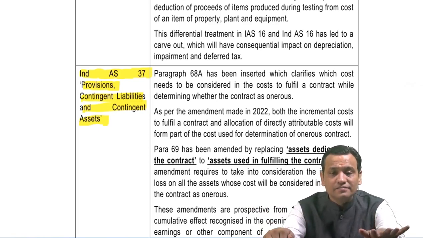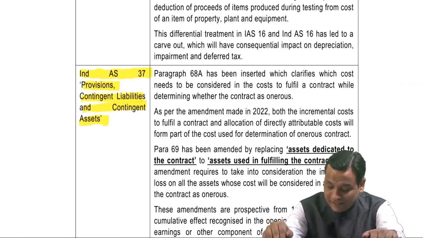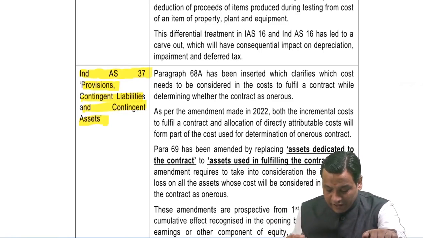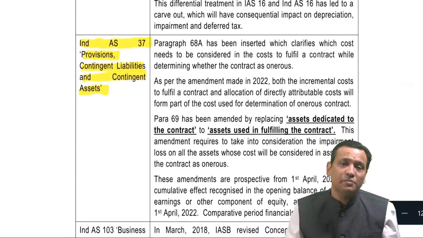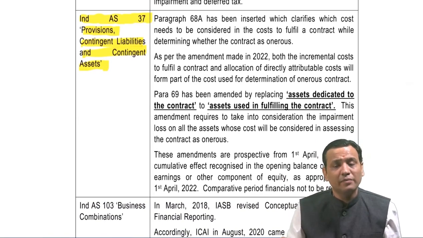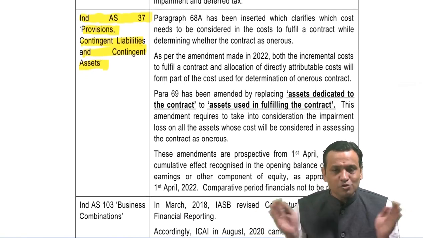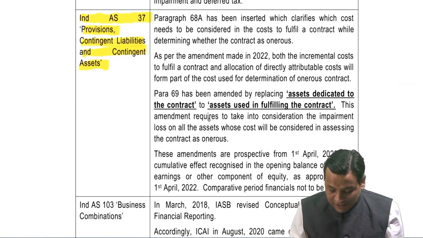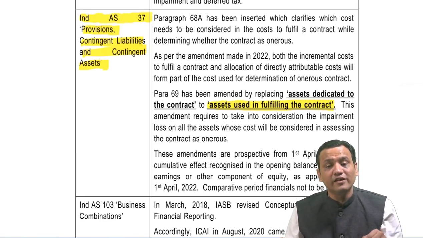Now, the standard uses the words assets used in fulfilling the contract instead of assets dedicated to the contract. Because it says assets used in fulfilling the contract, my dear friends, the impact is that I am going to take all the expenses which are directly attributable with respect to that particular asset. That may be depreciation, impairment loss, and all those things have to be considered, because the standard has now replaced the term with assets used in fulfilling the contract.